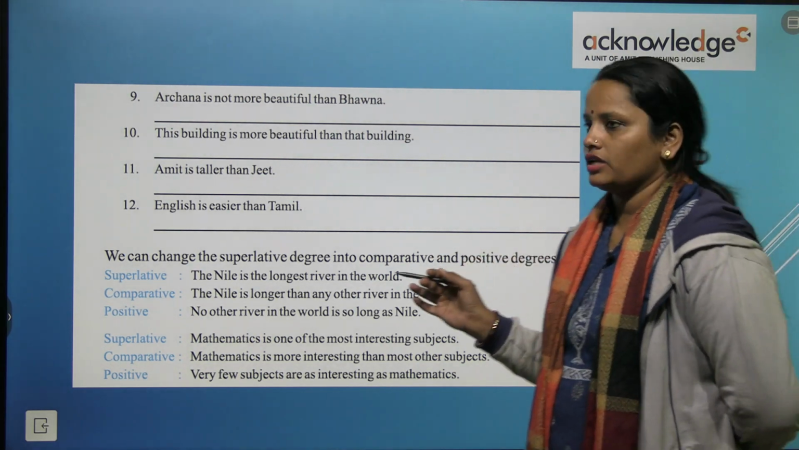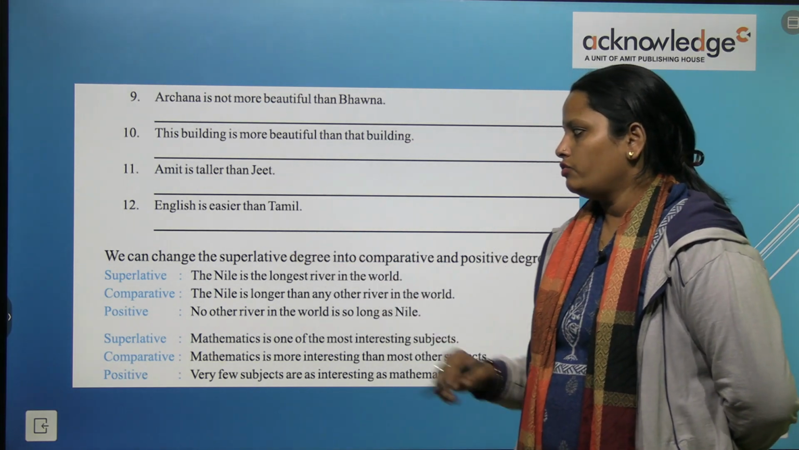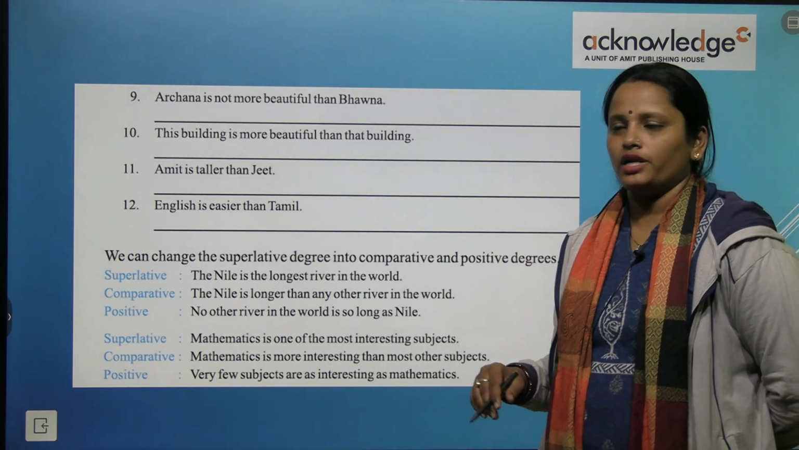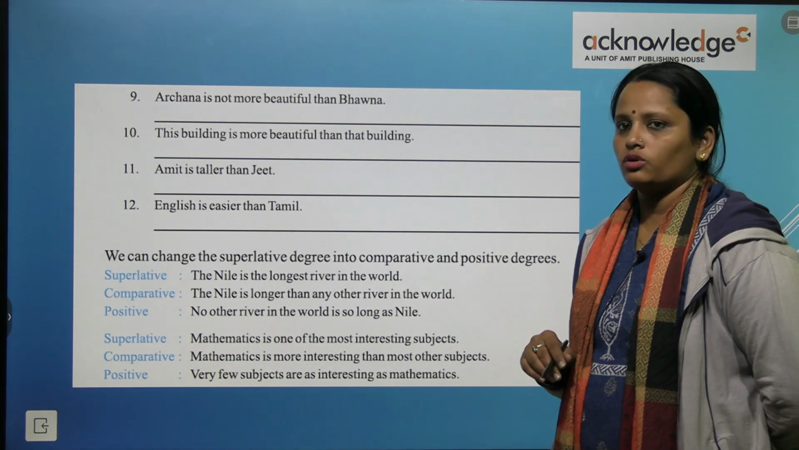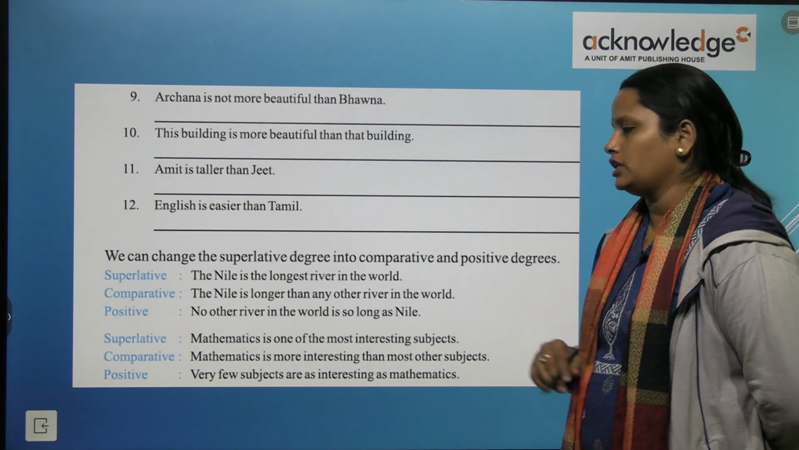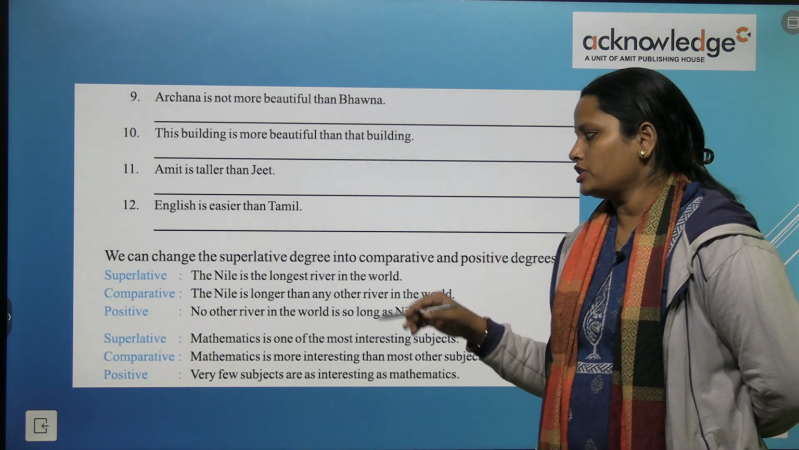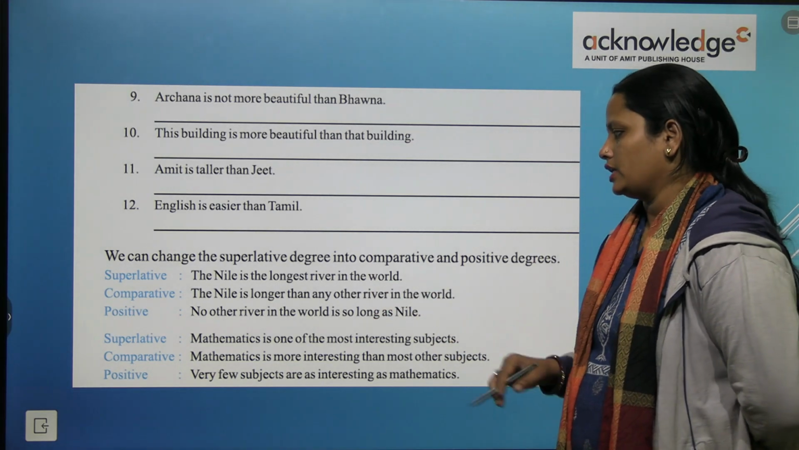अब हम superlative degree को भी comparative और positive degree में change कर सकते हैं. First here we can see the superlative degree. The Nile is the longest river in the world. अब इसको comparative में किया तो क्या बन जाएगा? The Nile is longer than any other river in the world. Positive में क्या बन गया? No other river in the world is so long as the Nile.